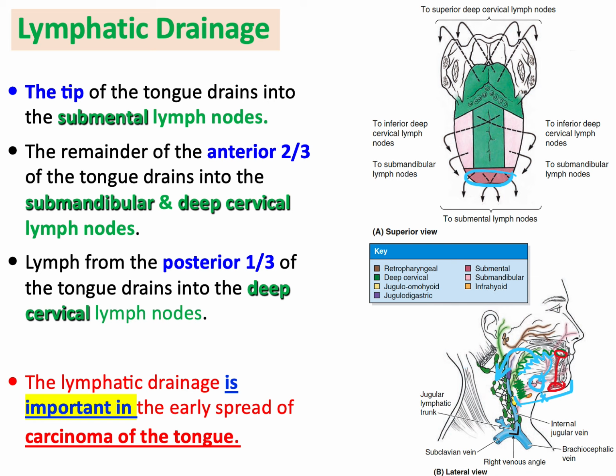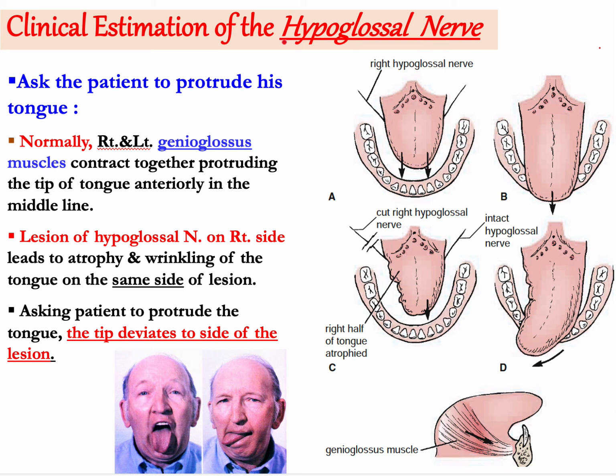Now, let us talk about the posterior 1/3 of the tongue. Also, it drains into deep cervical lymph nodes, like the anterior 2/3, which is again important to know in case there is a carcinoma in the tongue. So where are the expected locations where the carcinoma will spread? We have a clinically important issue.